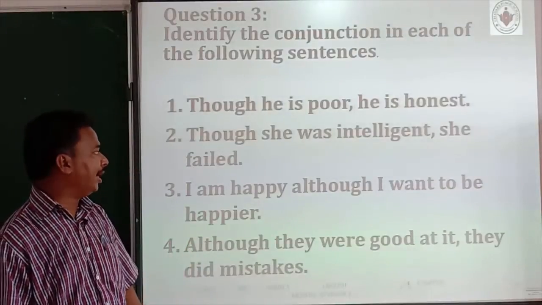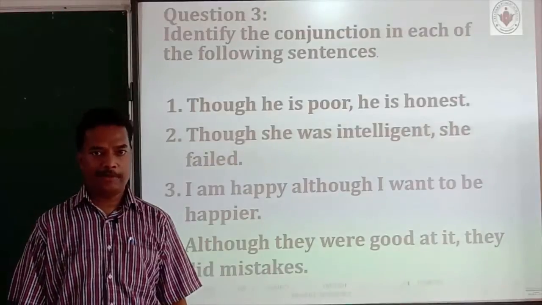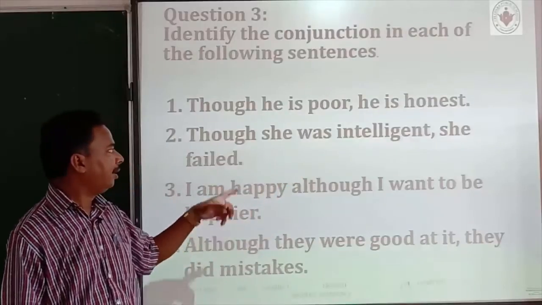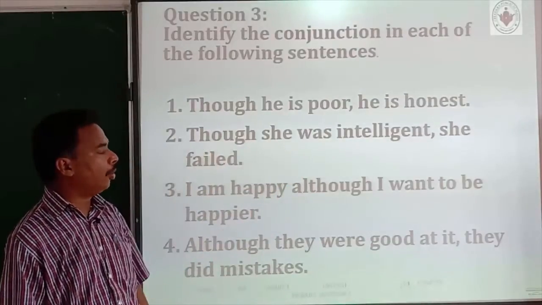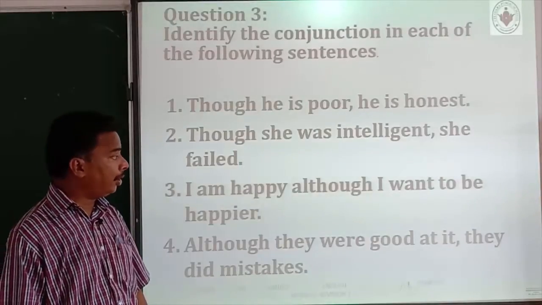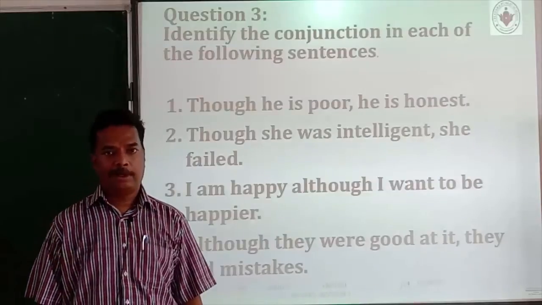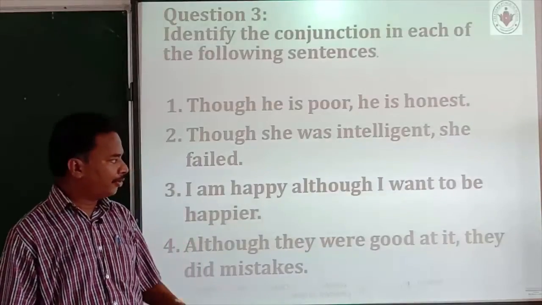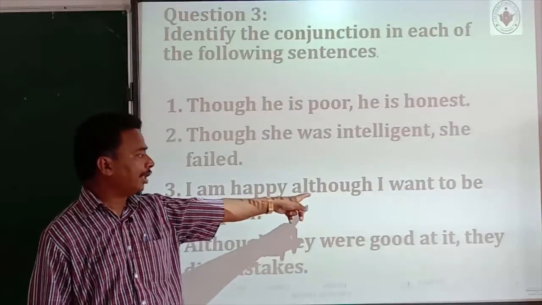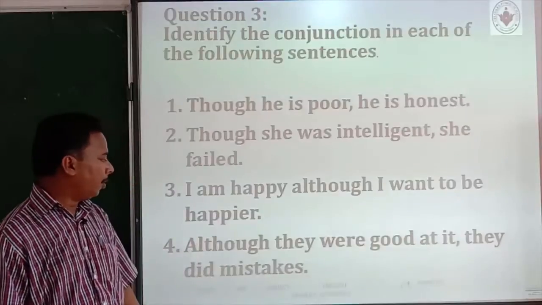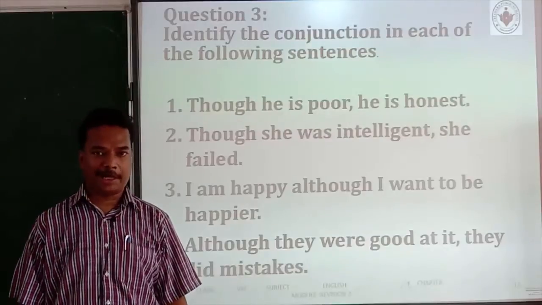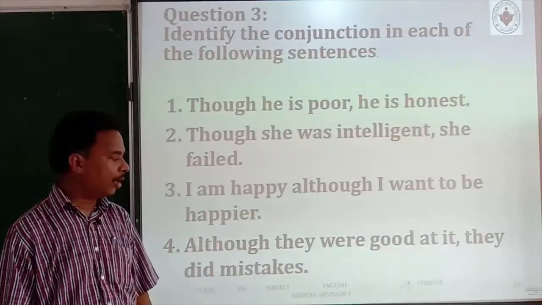Though she was intelligent, she failed. We know actually she was intelligent, but she failed. So the word though is a conjunction used in the same sentence. I'm happy, although I want to be happier. So the conjunction in this sentence is although. Although they were good at it, they made mistakes. Again, the conjunction in this particular sentence is although.